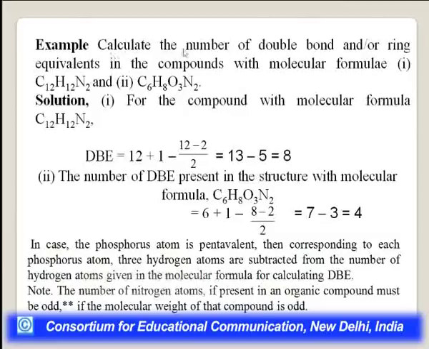Here is a problem. Calculate the number of double bond or ring equivalents in the compounds with the following molecular formulas. First formula is C12H12N2. For this we can calculate, this is the value of x and y, we have to adjust for the 2 nitrogens, so you will get the final value of 8. The number of double bond equivalents for the other formula, C6H8O3N2, you can calculate in the same way.